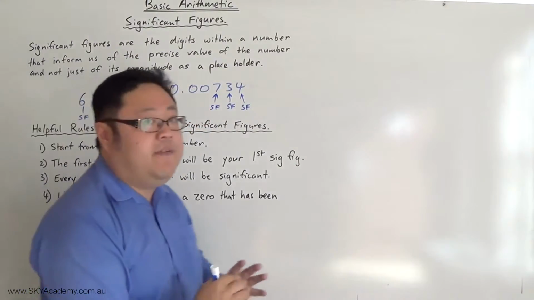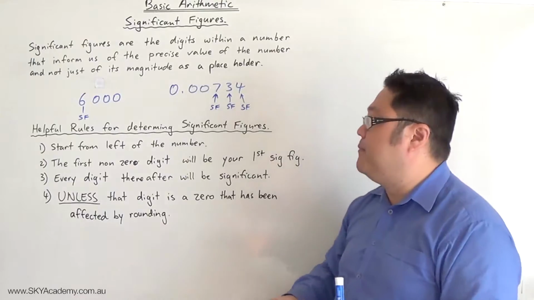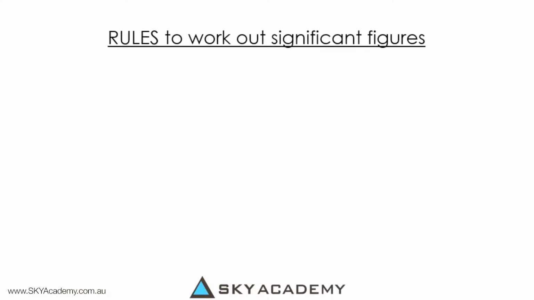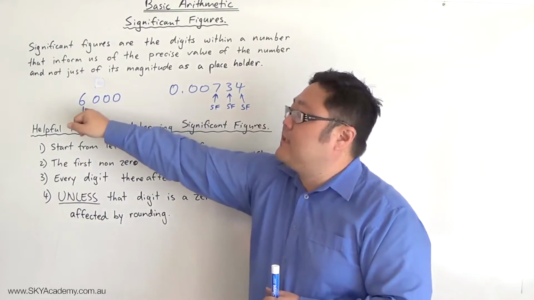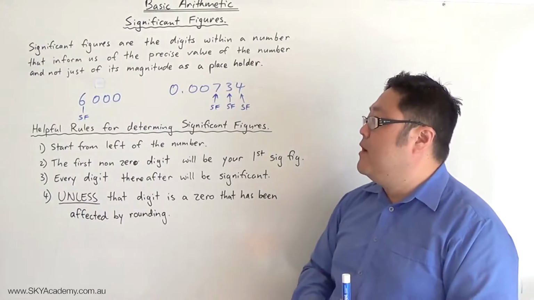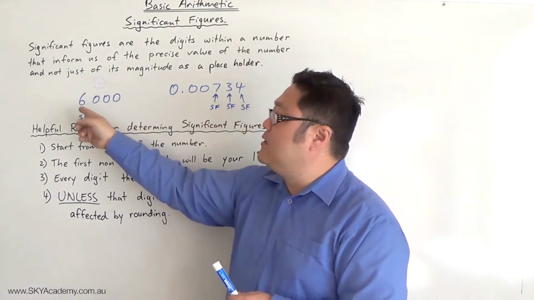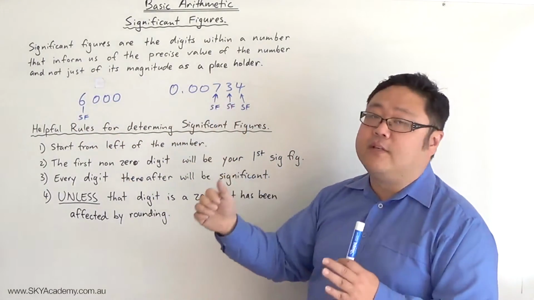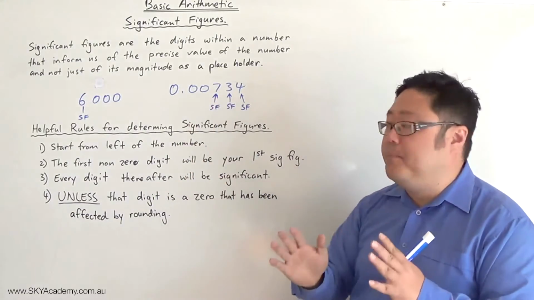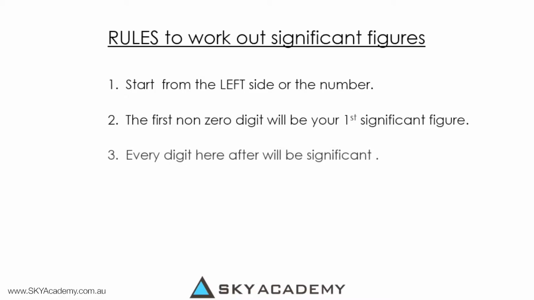So let me give you a couple of rules to work out significant figures. You start from the left of the number. The first non-zero digit will be your first significant figure. So going from the left, in the first case your first non-zero digit is 6. In this particular case, your first non-zero digit is 7. That will be your first significant figure. Every digit after that will be significant.